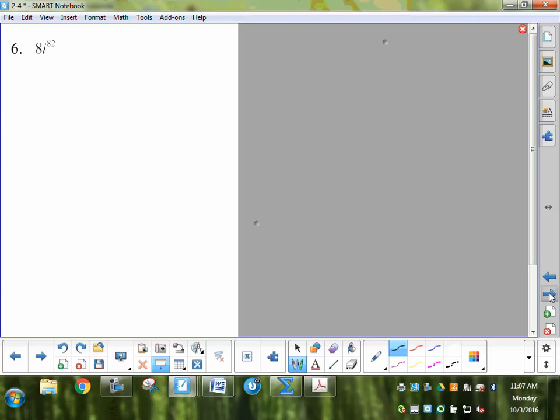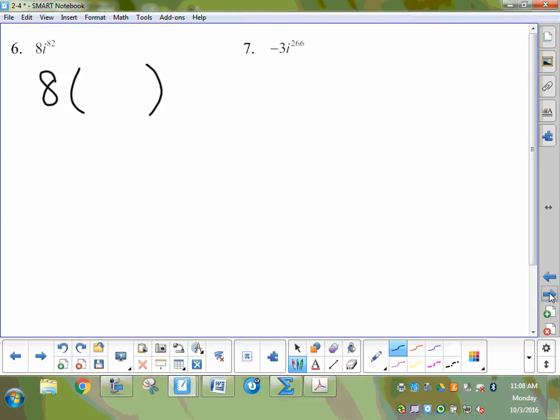What about 8 times i to the 82nd? Well, I need to know this is 8 times a number value. What's i to the 82nd going to equal? Hands up, please, when you can tell me. Think about a multiple of 4 that's nearby 82. What multiple of 4 did you use? 80. And then go 2 more, gets you to the -1. And now this is the tough part, 8 times -1. Thank you, it's not 7.